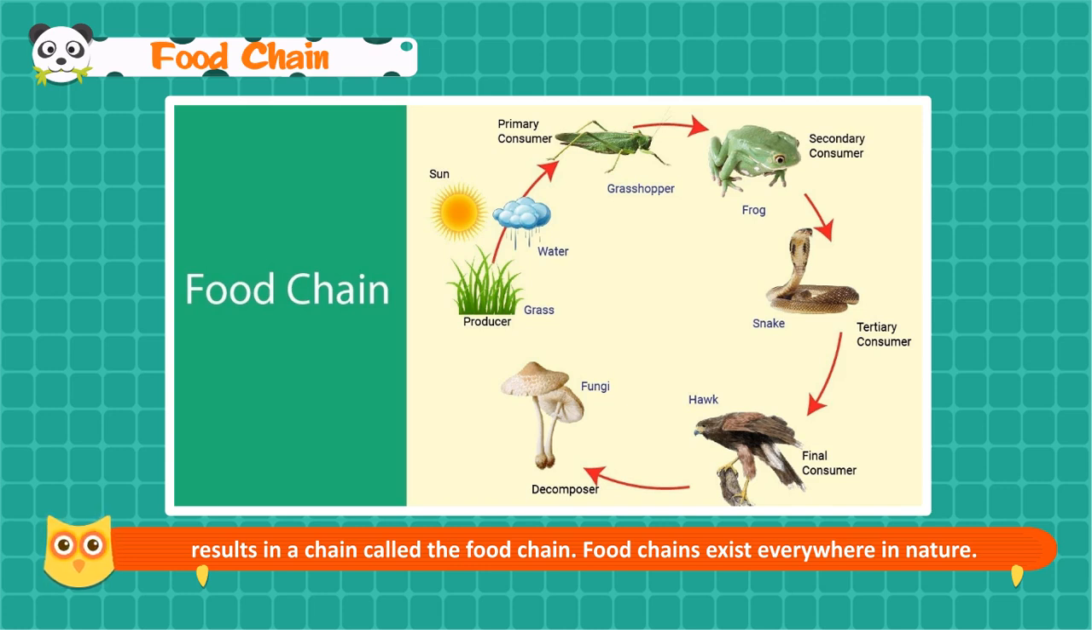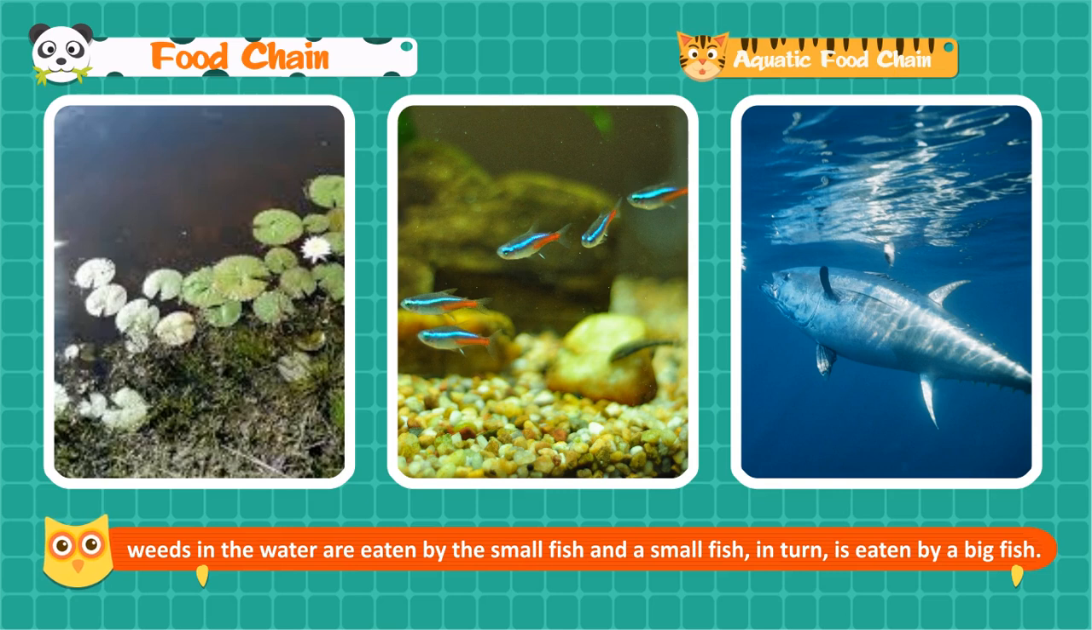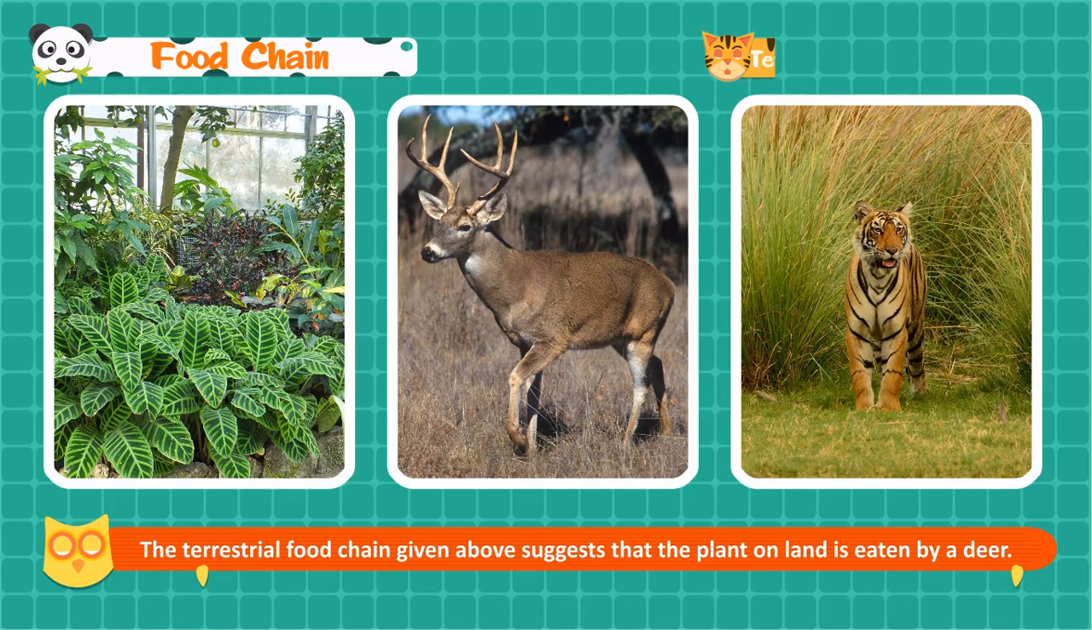Aquatic food chain. The aquatic food chain given above suggests that weeds in the water are eaten by the small fish, and a small fish, in turn, is eaten by a big fish. This makes a food chain. Terrestrial food chain. The terrestrial food chain given above suggests that the plant on land is eaten by a deer. A deer, in turn, is eaten by a tiger.